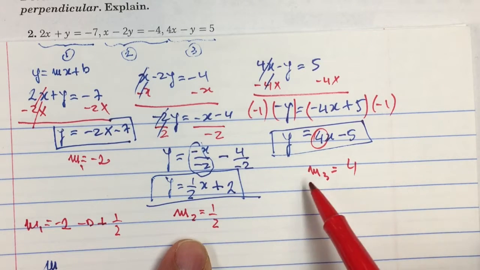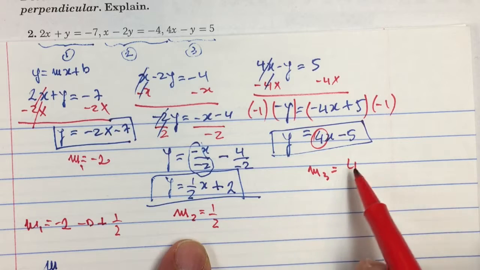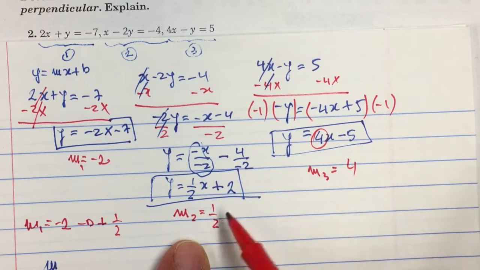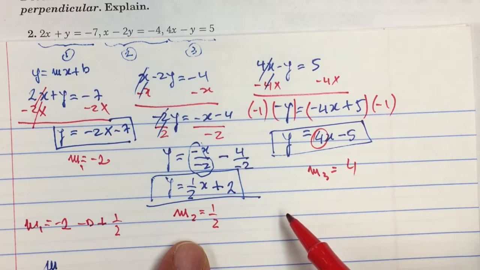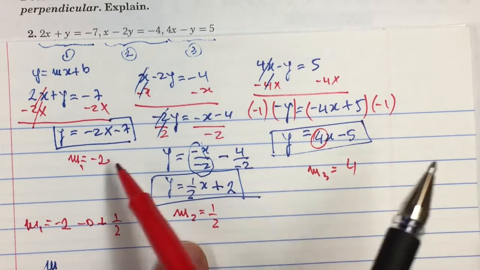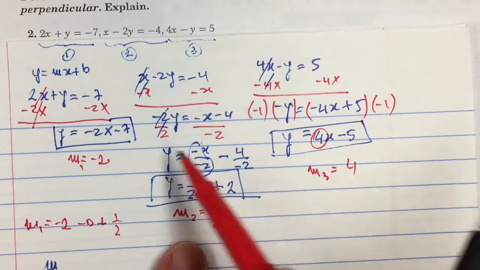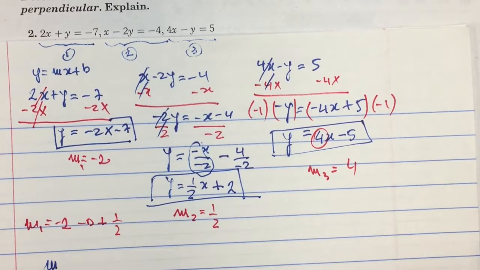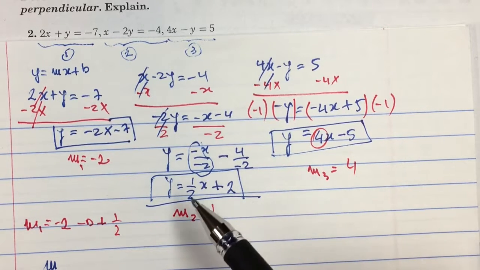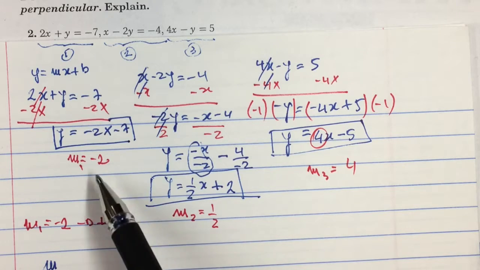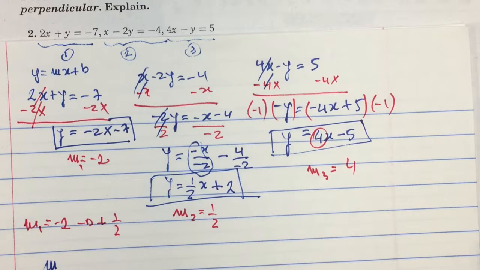Let's compare m2 and m3. They are not opposite reciprocals, they are not the same, so these two are neither. They are not perpendicular or parallel. Let's compare this one and this one. These two are not opposite reciprocals, they are not the same, so these two lines are not parallel or perpendicular. The only ones that are perpendicular are this one and this one, because the slopes are opposite reciprocals.